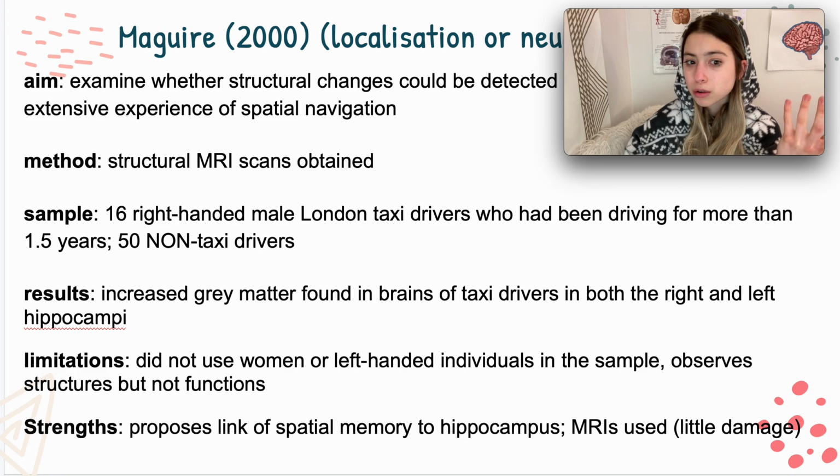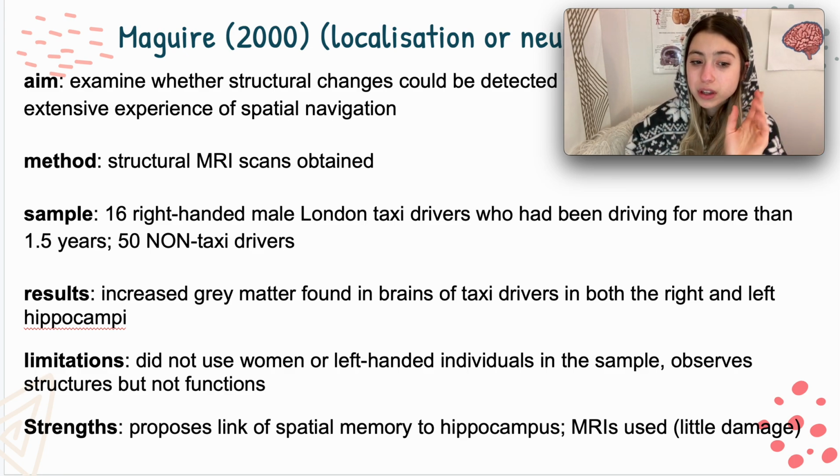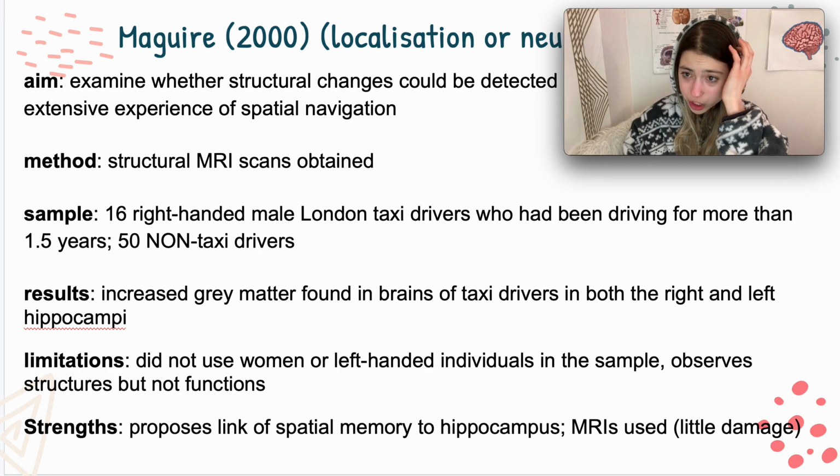Like, does our brain grow in size? And well, I guess it was a surprise at the time, but now it's no surprise. Like, there was increased gray matter found in the brains of taxi drivers in both the right and the left hippocampi. So basically, the hippocampus expanded in a sense, which is crazy.